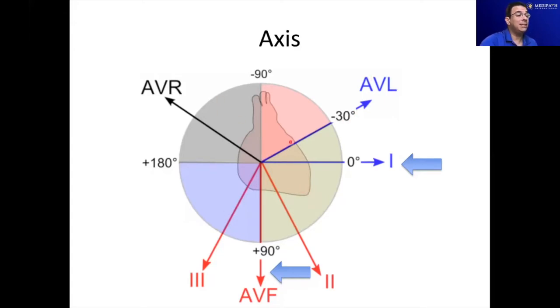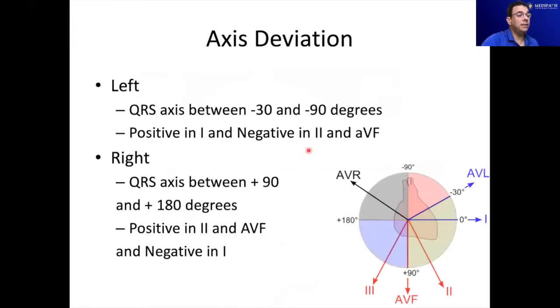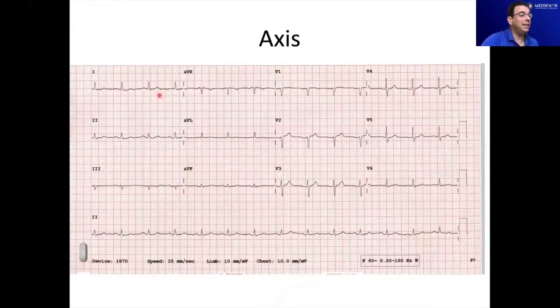The limb leads, not the chest leads, help you determine axis because they will determine where the leads are. So that's right arm, left arm, feet, and then leads 1, 2, and 3. And normally, if it's positive, that shows which way the electrical activity runs. So by looking at the different leads in the limb leads, you can determine axis.